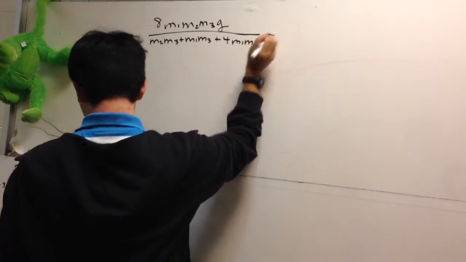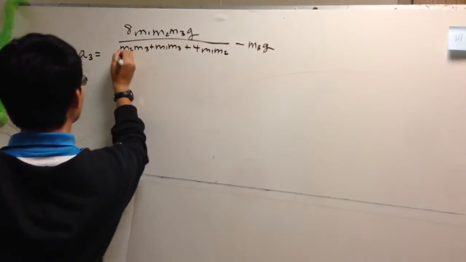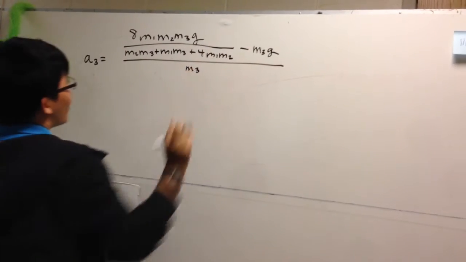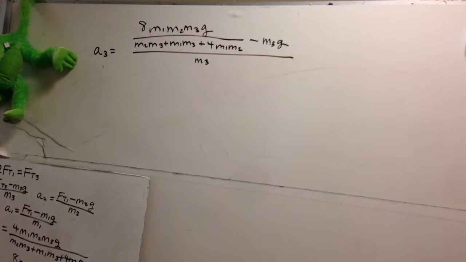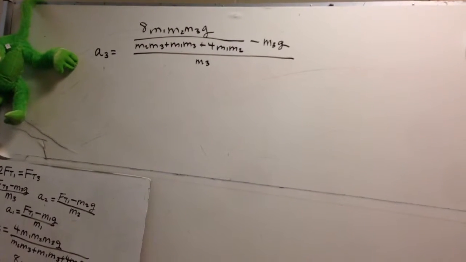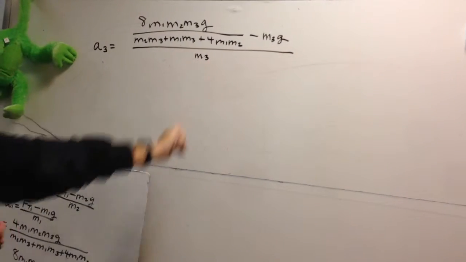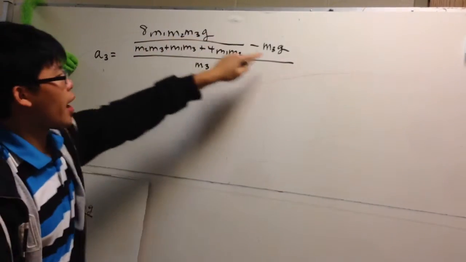So that's FT3 minus M3G, all divided by M3. Wow, I don't even know what to do with that. Why don't we... Okay, well let's notice that there's an M3 in the bottom, right? And there's an M3 in the top and the top.